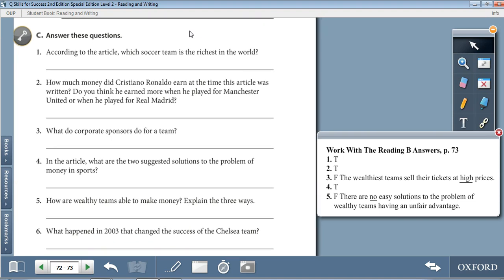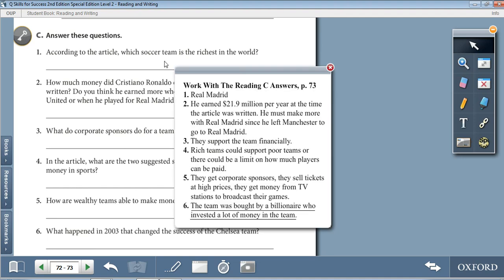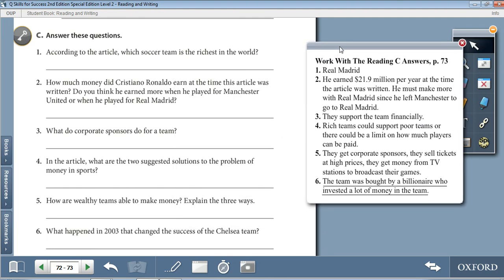Moving on to activity C, answer these questions. Question 1. According to the article, which soccer team is the richest in the world? The richest team is Real Madrid. 2. How much money did Cristiano Ronaldo earn at the time this article was written? Do you think he earned more when he played for Manchester United or when he played for Real Madrid? He earned 21.9 million per year at the time the article was written. He must make more with Real Madrid since he left Manchester to go to Real Madrid.